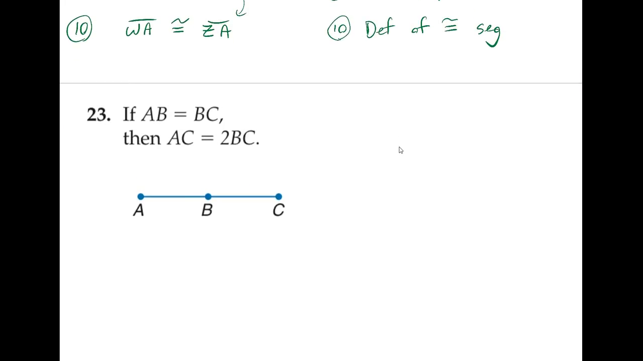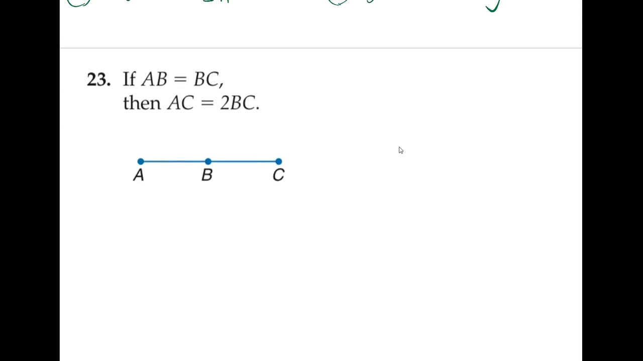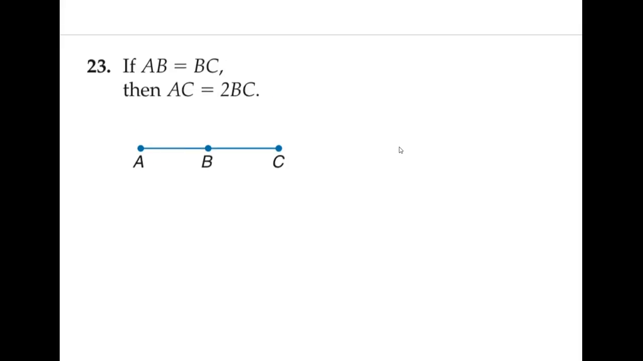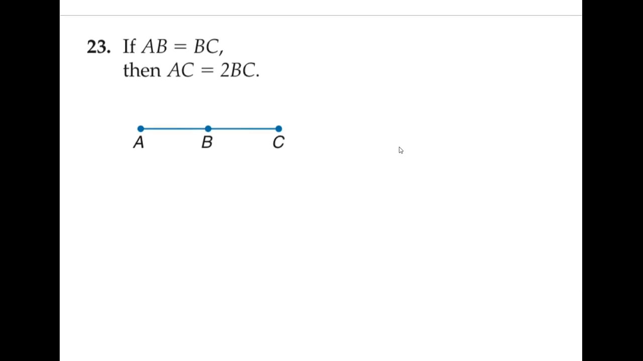Okay, so if we know AB is equal to BC, then how do we know AC equals 2 ABs? All right, so this last one, I'm just going to do a flowchart proof because I love flowchart proofs. So let's start. So if, right, this is the given, then that's the to prove. We have our diagram, right? So let's get rid of the if, get rid of the then, and we have the given and the prove.